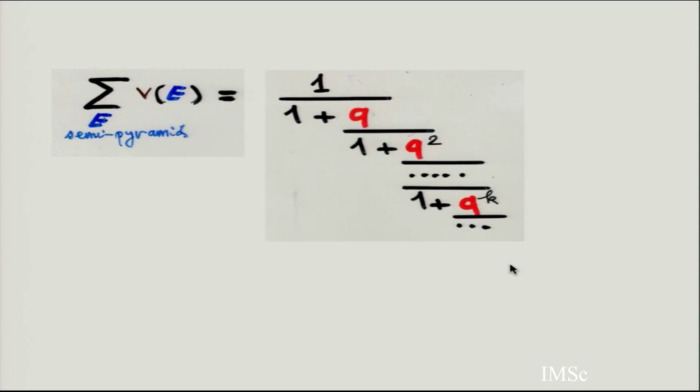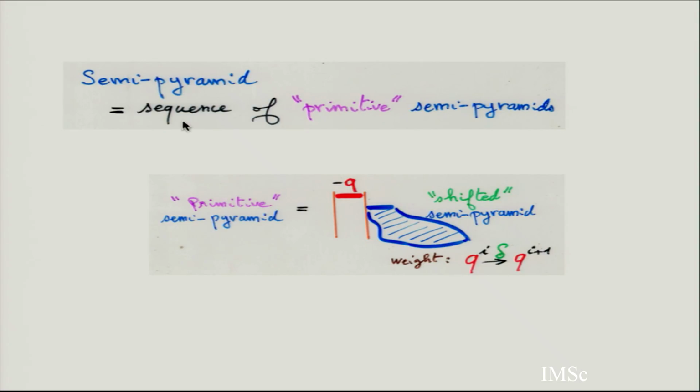Why? It's again a nice decomposition in the heaps. If you take a semi-pyramid, it's a sequence of what I call primitive semi-pyramids. Primitive means you take the maximal piece and below there is nobody. There is only one piece in the column corresponding to the maximal piece.